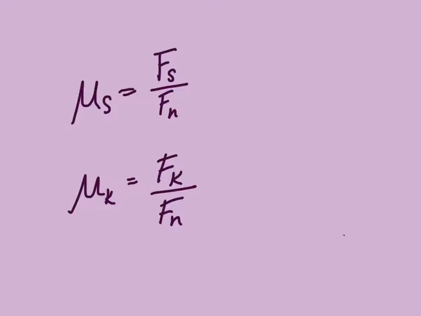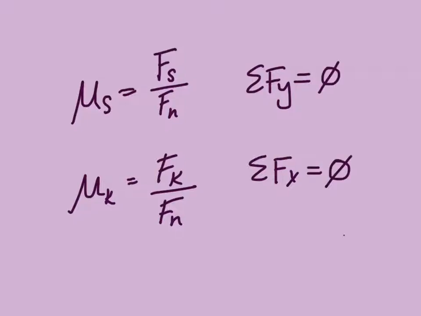Now, in the last section, you used the equations for mu s and mu k along with your sum of forces to find different variables that are in the problem. But in all those cases, on both axes, the sum of forces equaled 0. In other words, these things were either moving at constant velocity or they weren't moving at all. They didn't have any acceleration.